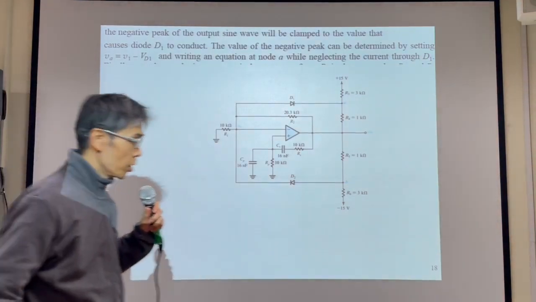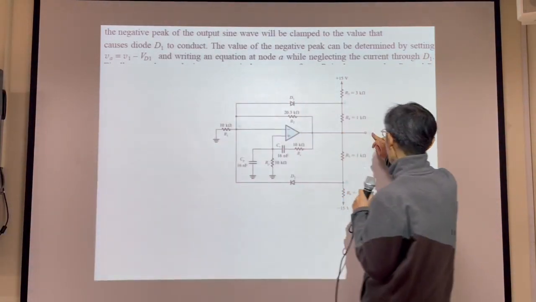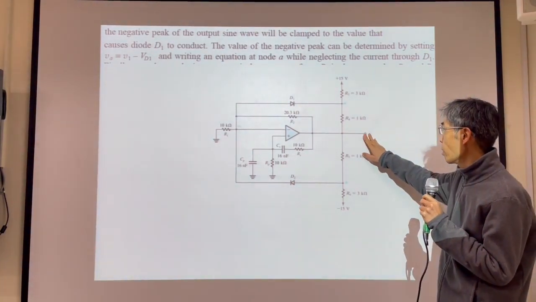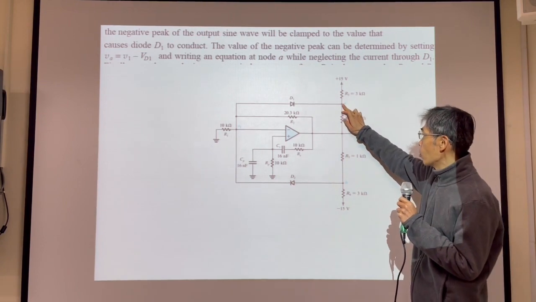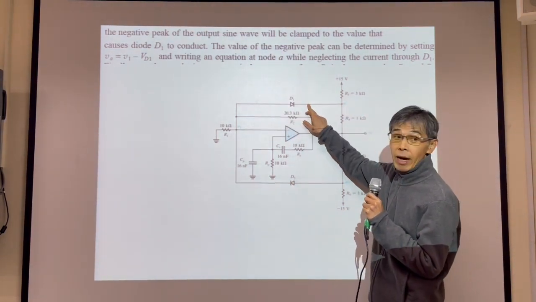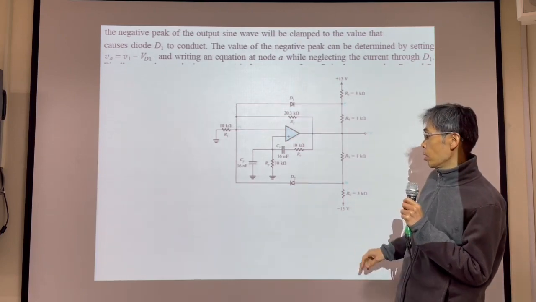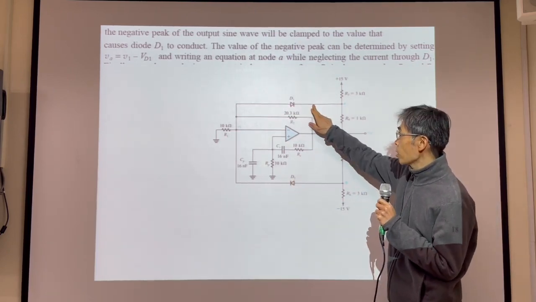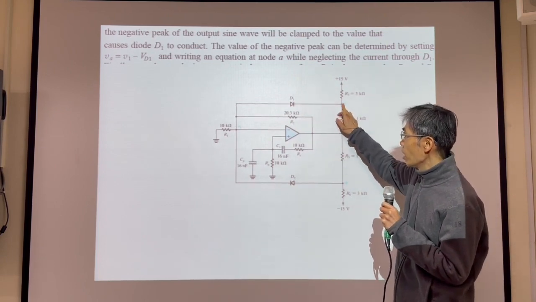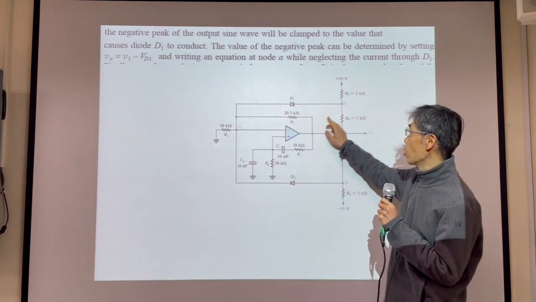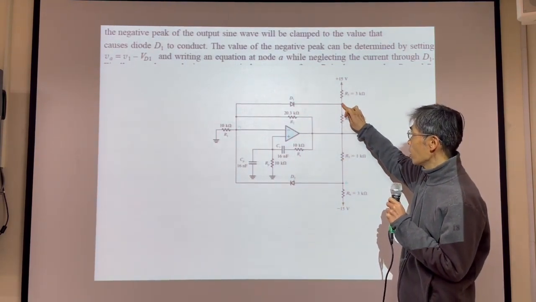Okay, so the same situation. If VO now goes to the negative peak, then this one will become more negative. So this one will conduct, and this one will be off. So if this one conducts, you can write down VA as V1 minus VD1. So you get the voltage here.